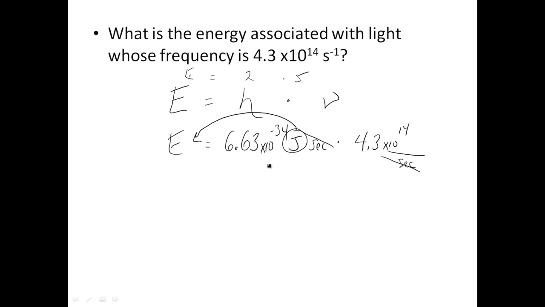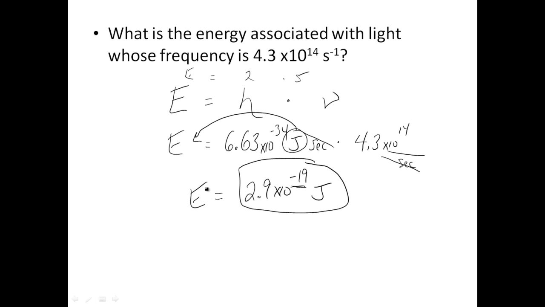So when you do the basic math here, you end up with 2.9 times 10 to the negative 19th joules. And that's the range that most of these energies are going to be in, times 10 to the negative 19th. It's a very small amount of energy. Remember, we're just talking about electrons jumping around here, not a ton of energy. So that's how you do that.